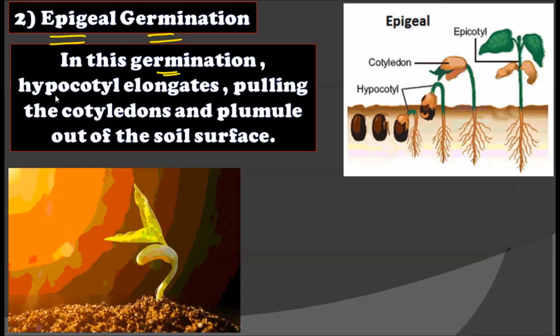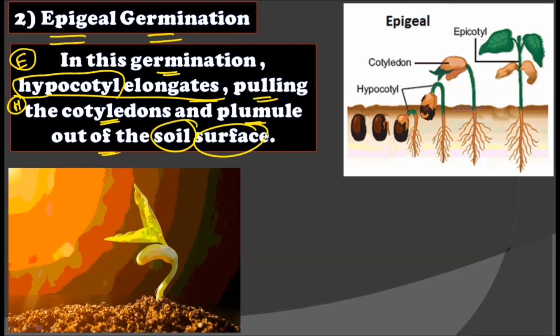Now in this epigeal germination, the hypocotyl elongates. This hypocotyl pulls the cotyledon and plumule out of the soil surface. That is, the hypocotyl not only pulls the plumule, but it also pulls the cotyledon out of the soil surface. As you can observe in this picture, here is the seed which is germinating, and after the hypocotyl formation, the hypocotyl pulls not only the plumule but the whole seed out of the soil, and that is why this seed goes into the air, that is in the shoot system. It does not remain inside the soil.